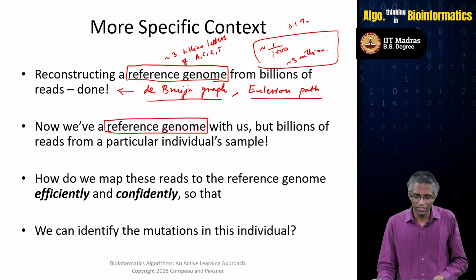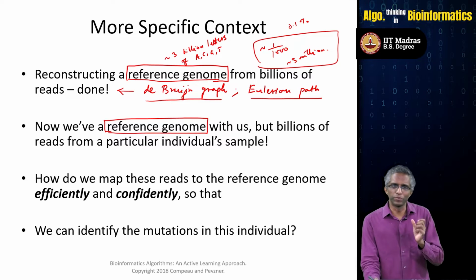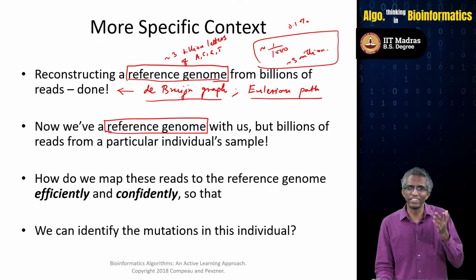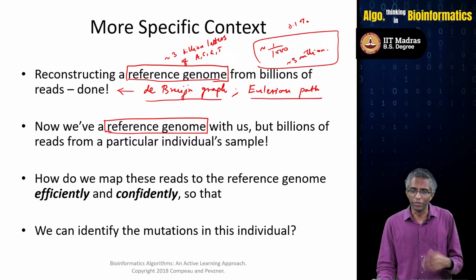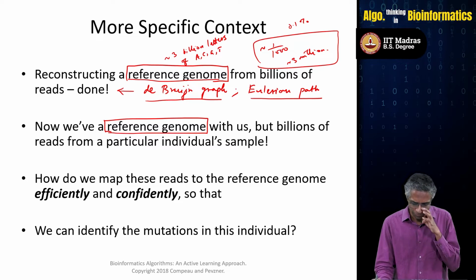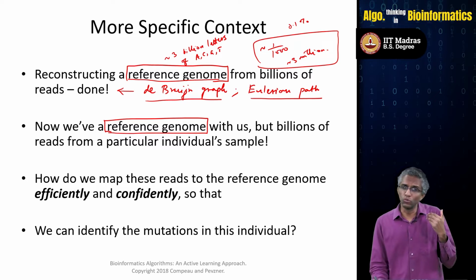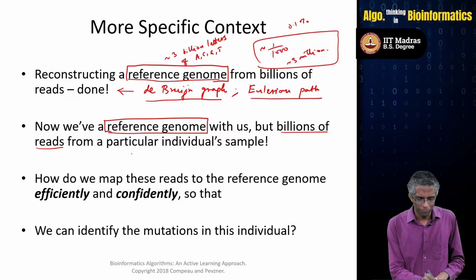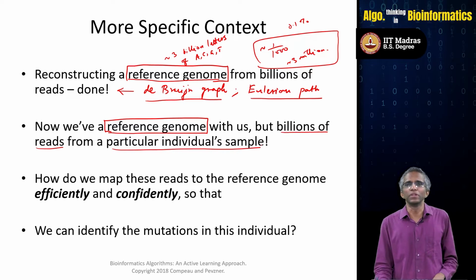And we have seen that your De Bruijn graph will become a bit more complicated if there are many repeats, and you won't have a unique reconstruction of the genome if you have many repeats in your genome, right? But those repeats and other issues have been addressed over the years, and we now have a very high quality human reference genome. So we would like to utilize this high quality reference genome and map the billions of reads from a particular individual sample, right?